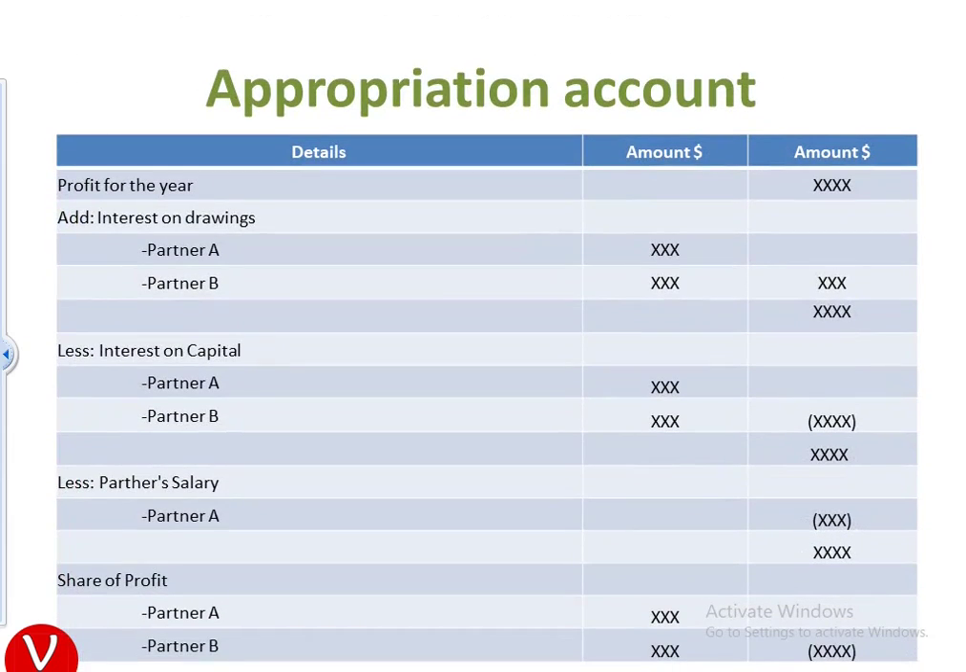Now here's a sample appropriation account that I have prepared. Appropriation account is prepared to distribute the profit for the year according to the said profit and loss deed. Okay, so that partnership deed says how to apportion the profit or how to divide the profit, and this is how we do it. So first we'll start with profit for the year, which we can get from income statement.